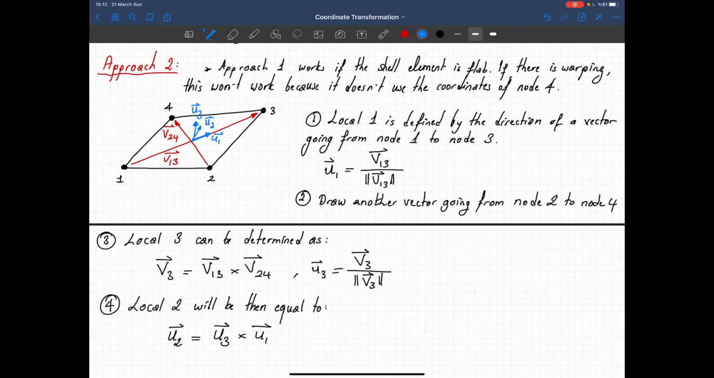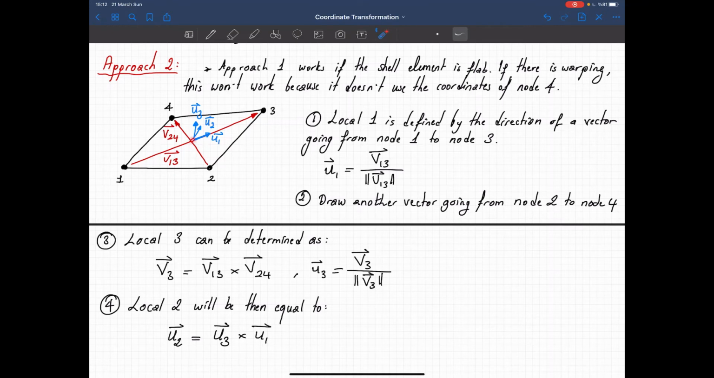So the reason for using this approach is if there's some sort of non-uniformity, if your element is not exactly flat, then approach 1 will not work. You have a warp geometry and you have to do some correction for this warping. We will talk about that. So if you want to do the correction for the warping, you have to use the coordinates of all the nodes. And by using that, you can determine your local coordinates as follows.